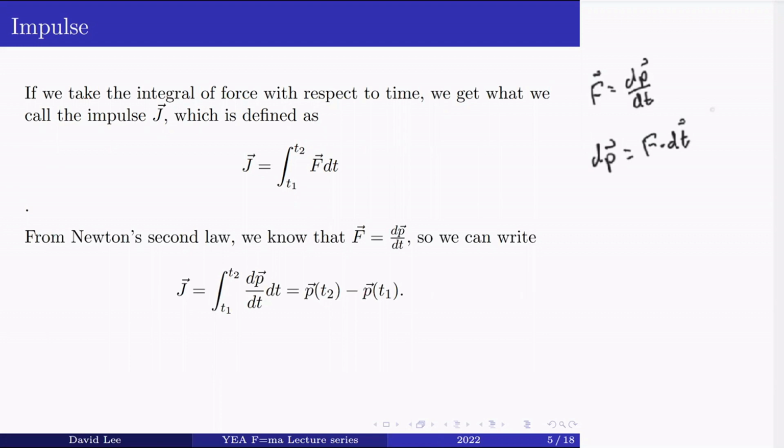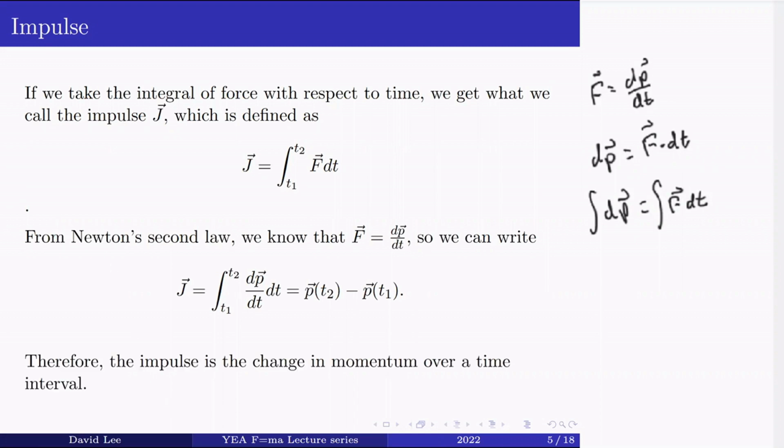Oops, no integral on, no vector on here. Okay, so we'll get that the integral of dp equals the integral of the force with respect to time. So if you integrate this, what this basically tells you is that the impulse is the change in momentum. So as I wrote down there, delta p is equal to the integral of force dt.